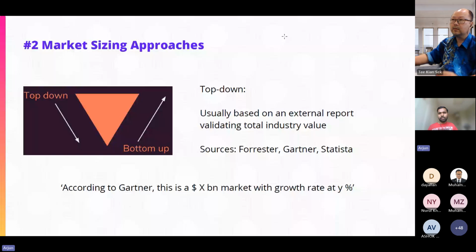But usually the pitfall of just blindly looking at a report and understanding whether a market is good or not is information fallacy.